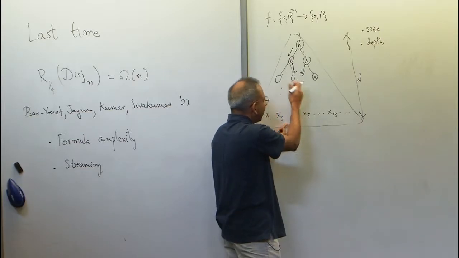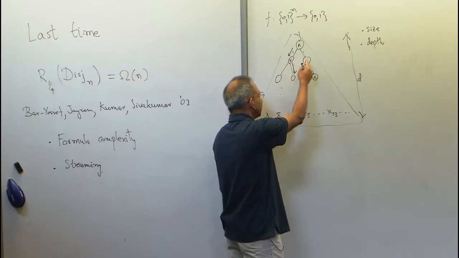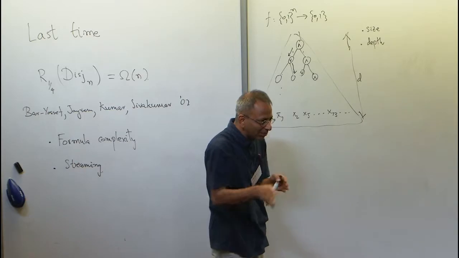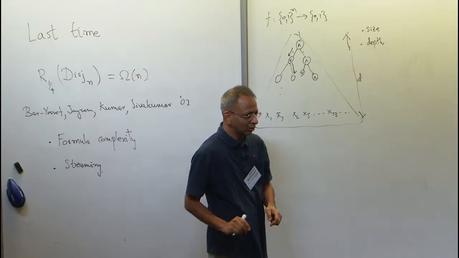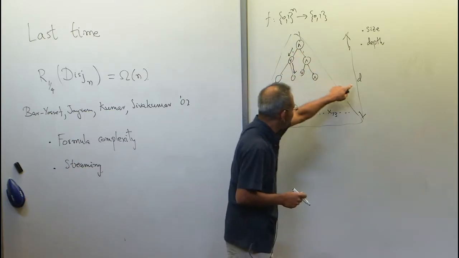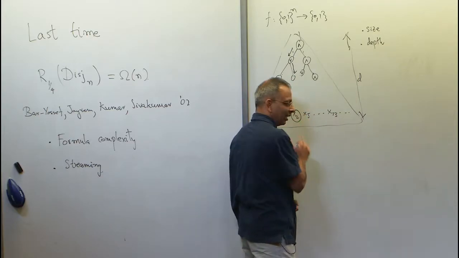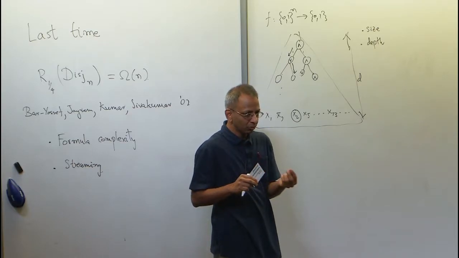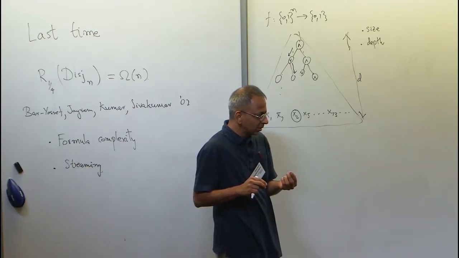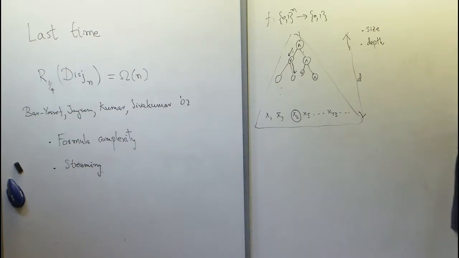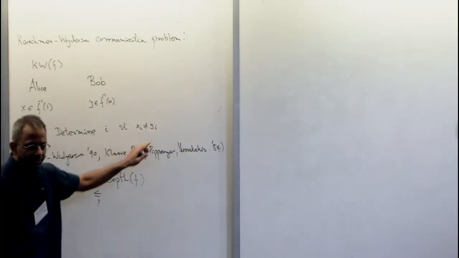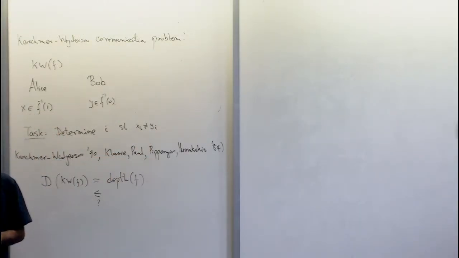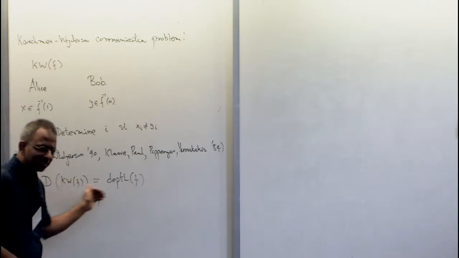And depending on whether it's an OR gate or an AND gate, one of them can make progress down this tree. And after d steps, they would have hit a leaf. And this leaf must be evaluating to a different value for Alice and Bob. And they have found the i where xi and yi differ. Is this totally obvious? Yeah.